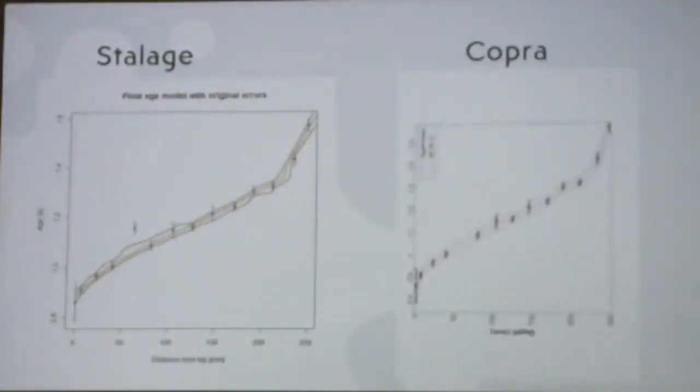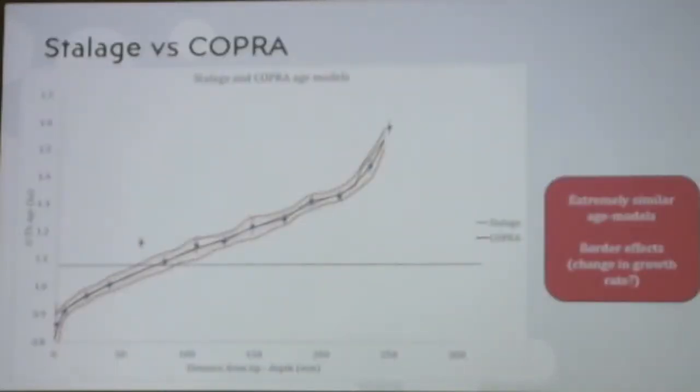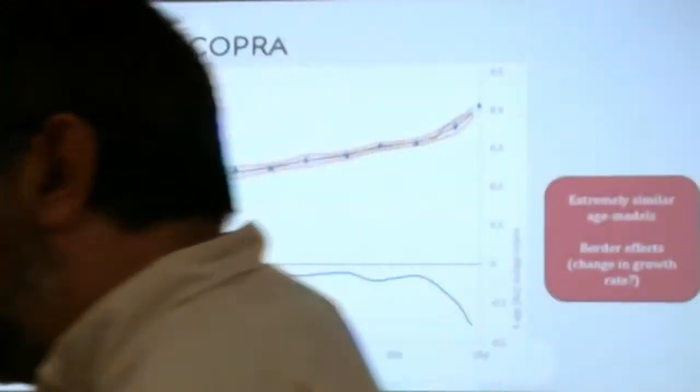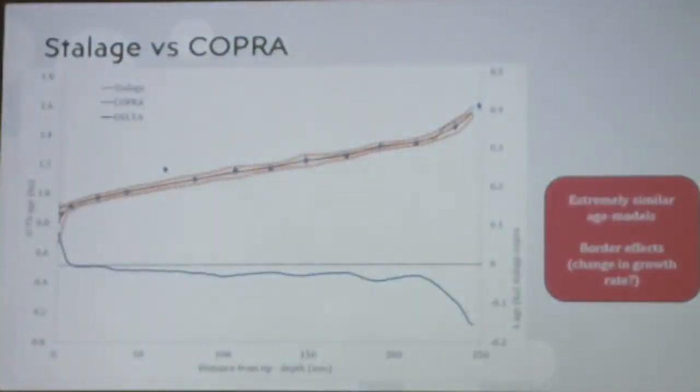A comparison of the same data set between STALAGE and COPRA. They look fairly similar. You say, exactly the same. Once you put them one on top of the other, you say, exactly the same, doesn't really matter. There's actually, at least for this data set, a little bit of difference. I'm plotting here the age difference between COPRA and STALAGE. There appears to be a systematic difference in COPRA. It's something that, at least, is happening with this data set. It's something that has to be fully assessed with whatever you're working.